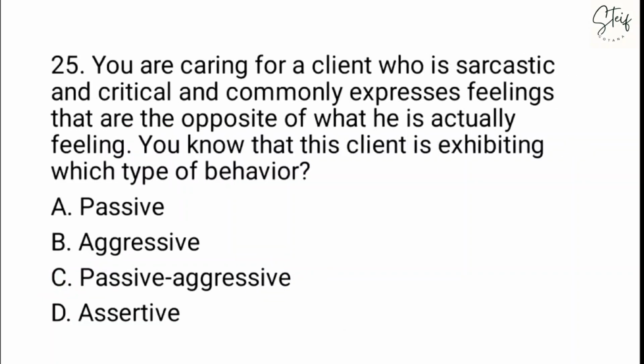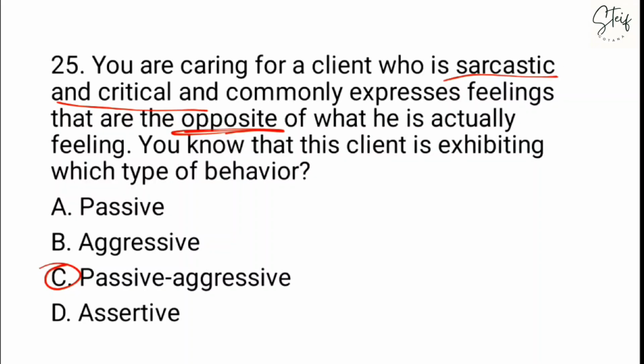Number 25. You are caring for a client who is sarcastic and critical and commonly expresses feelings that are opposite of what he is actually feeling. You know that this client is exhibiting which type of behavior? A, passive, B, aggressive, C, passive-aggressive, and D, assertive. Our answer here is letter C, passive-aggressive po. The passive-aggressive person is commonly sarcastic and critical and expresses feelings that are opposite of what he actually feels. He defends his rights through resistance.